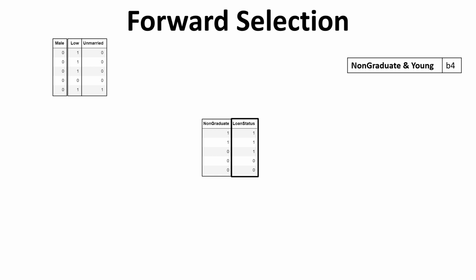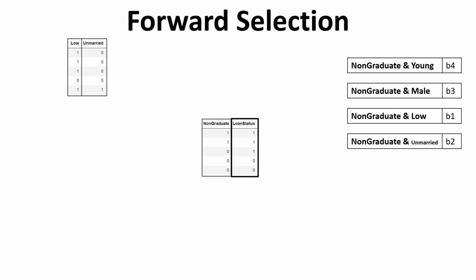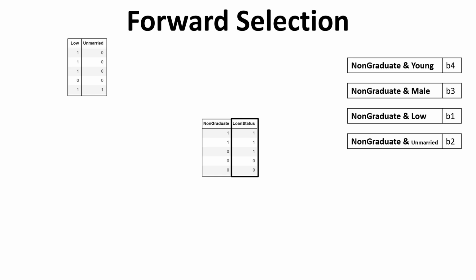Next, we are going to do the same thing with the next feature, which is male. So this time we are training the model with non-graduate, of course, and male, finding the accuracy and taking note of that. Same thing we're going to do with the remaining 2 features and take note of the accuracy, which we get as B1 and B2. So altogether, the pair which is performing the best is non-graduate and young. That's the best pair of features which we found in the second iteration.